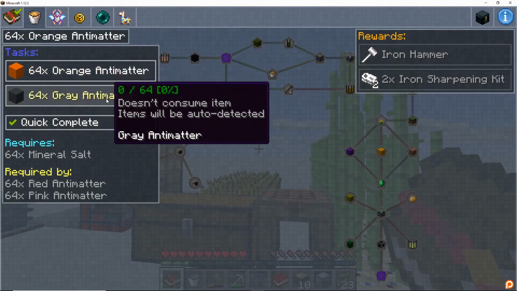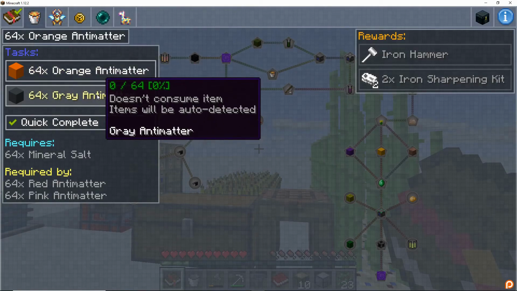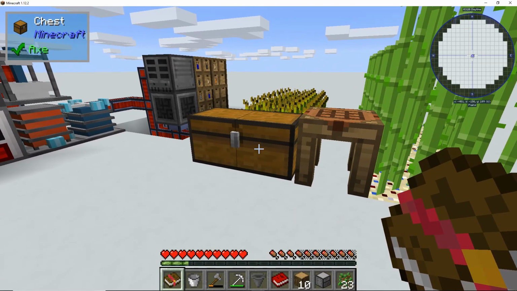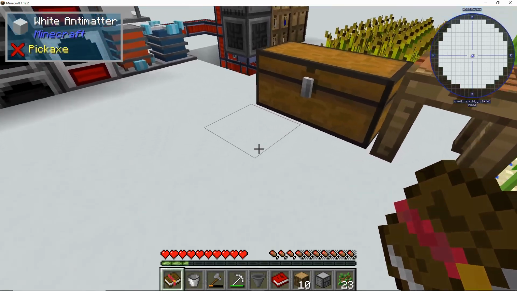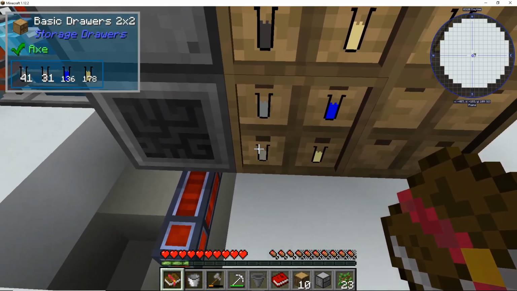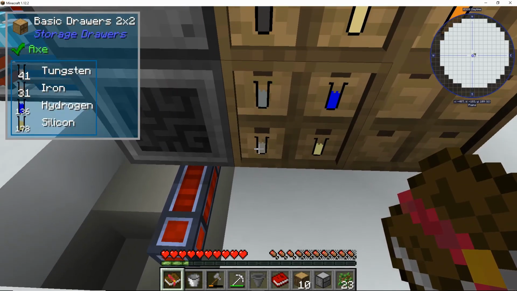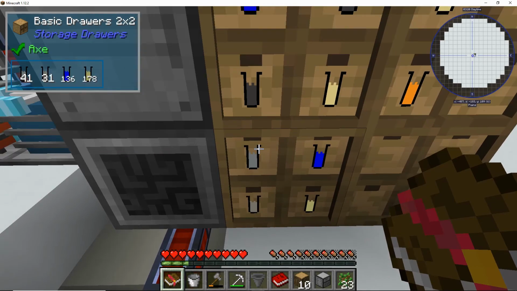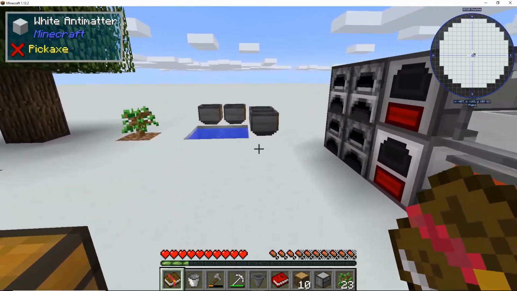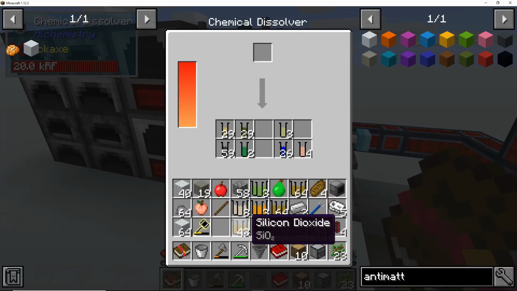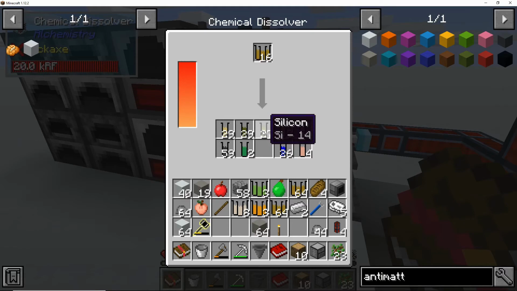64 of each. So I need 8 stacks. I need a stack of white, 2 stacks of white. Do I have 2 stacks of white? Not quite. Okay, so let's see. Do I have tungsten? I have 41 tungsten. Okay, there's so much. Let's see how we're gonna do this. We're gonna dismantle some of those. Some silicon. So lots of silicon and oxygen.